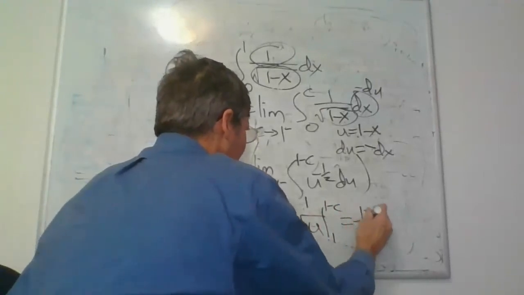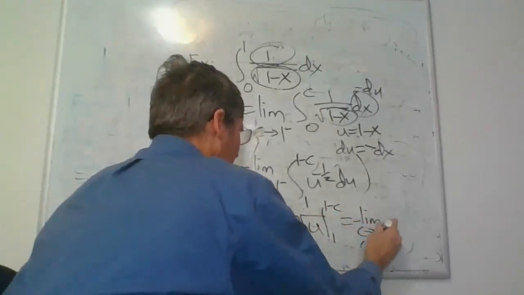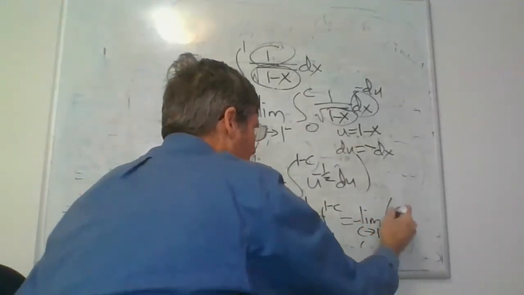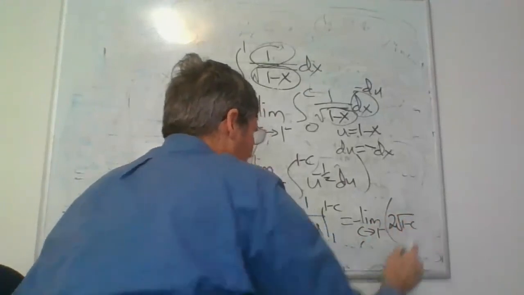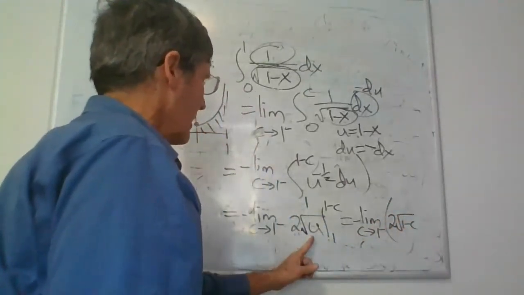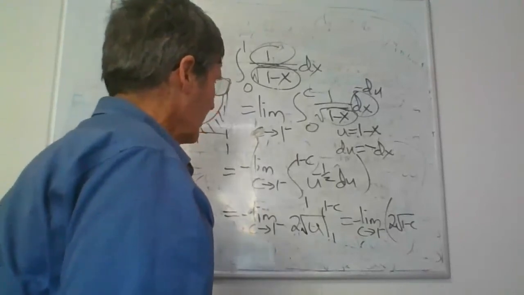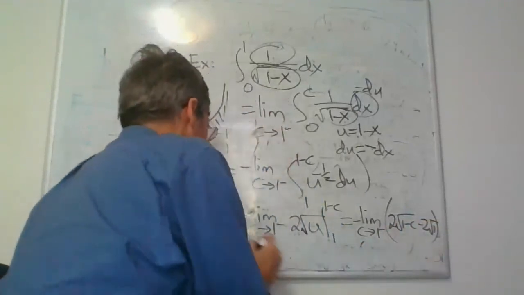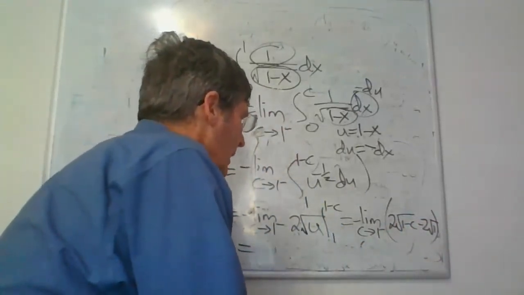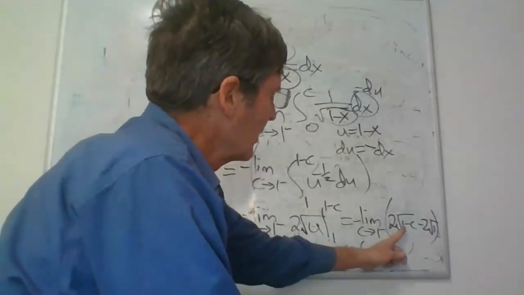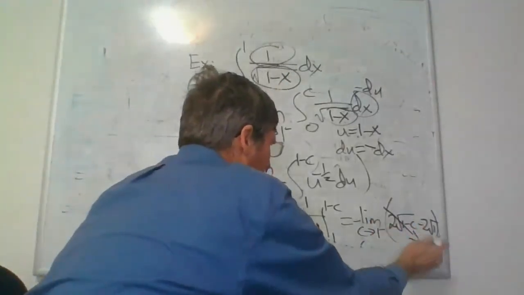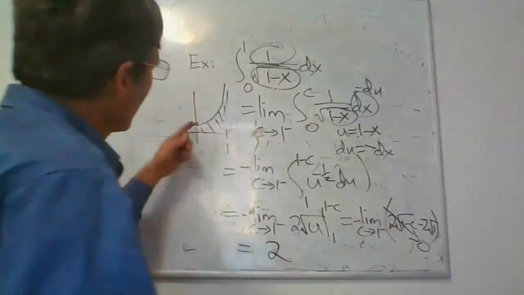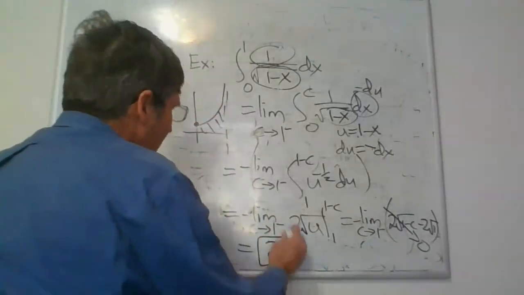So I have minus the limit as c goes to 1 from the left. Sorry about that mess up there. Twice the square root of 1 minus c, and you put in the top endpoint, minus twice the square root of 1. There we go. Well, as c approaches 1, this approaches the square root of 0. It goes to 0. So I've got minus minus 2. This just comes out to be 2. Apparently, this area under here is 2.